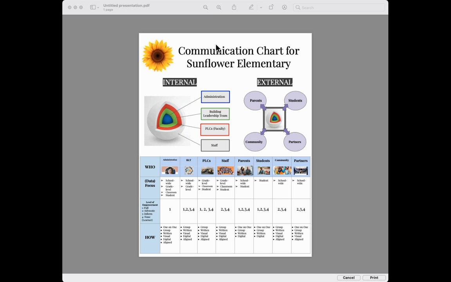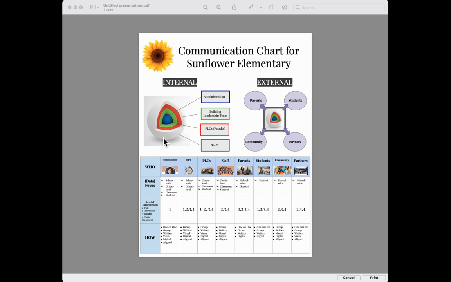On one hand, what we have here is the internal communication. I was very intentional about picking this graphic, and here's why. You see the layers that are involved in the communication in the school. At the very center is administration. The next layer is the building leadership team, followed by PLCs, which includes the whole faculty, and then the entire staff.